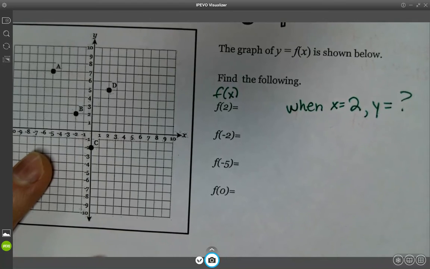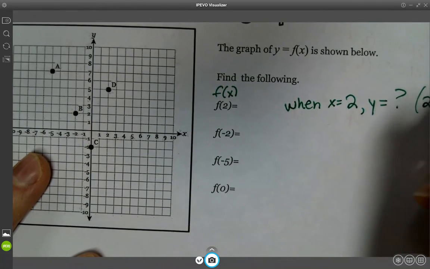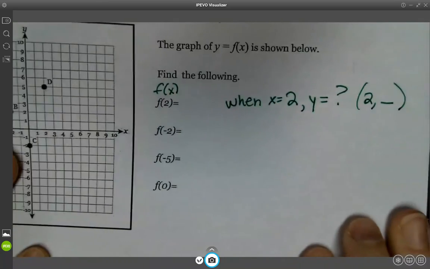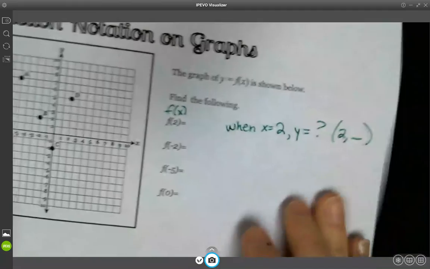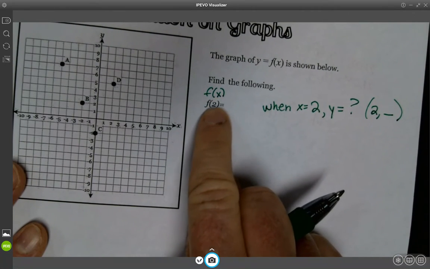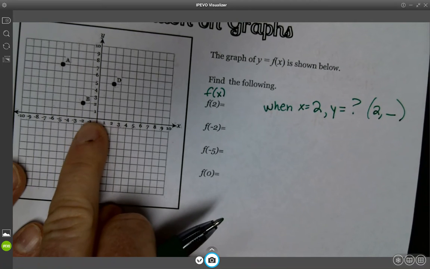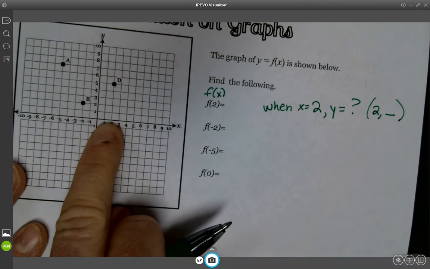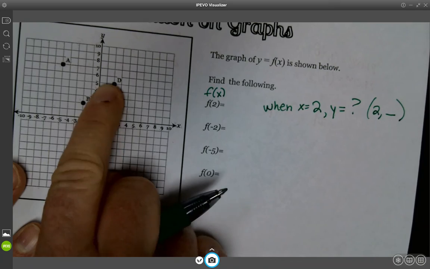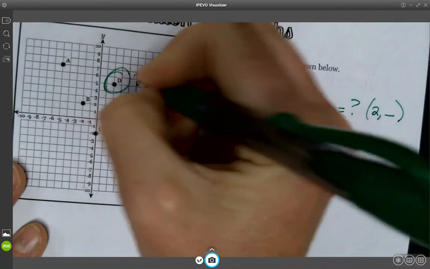So we need to go to when x is 2. It's kind of like the point 2 comma something. We would need to find the coordinates for that, because f of 2, f of x, 2 is x. So we would look at the coordinate when x is 2. Where is the y value? 5. It's right here. 2 comma 5.